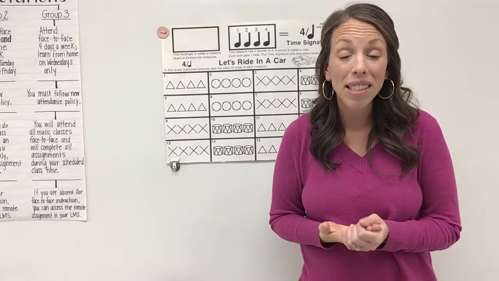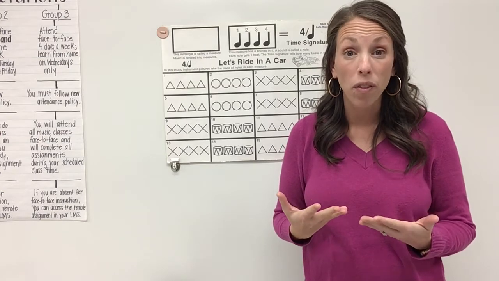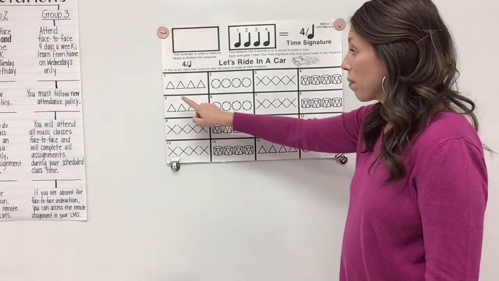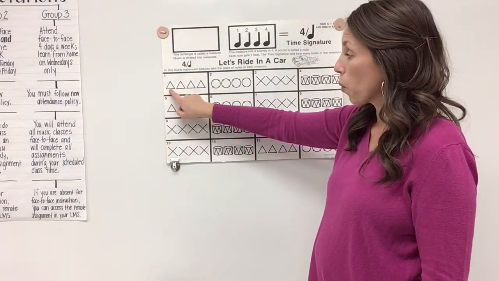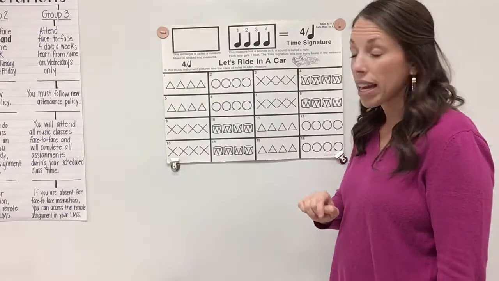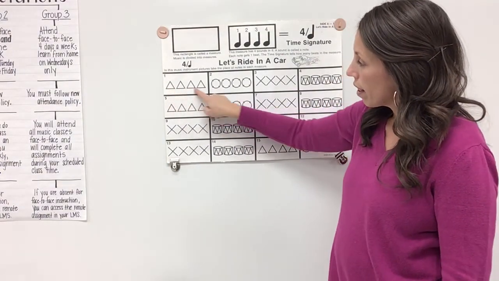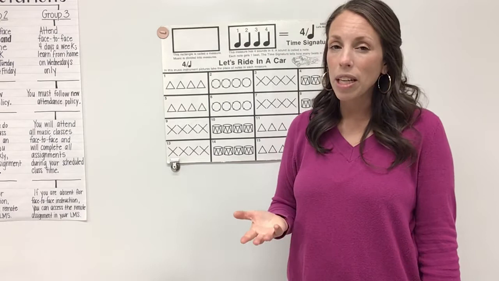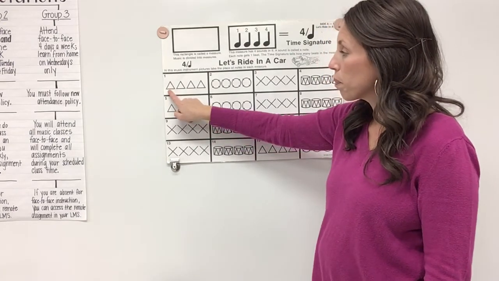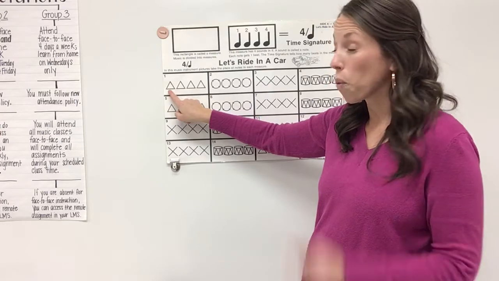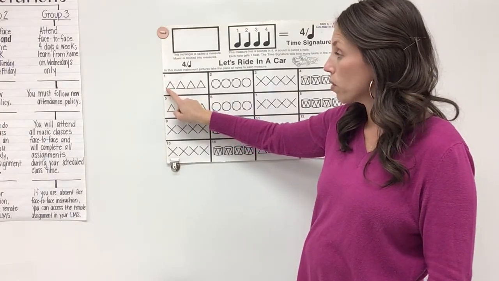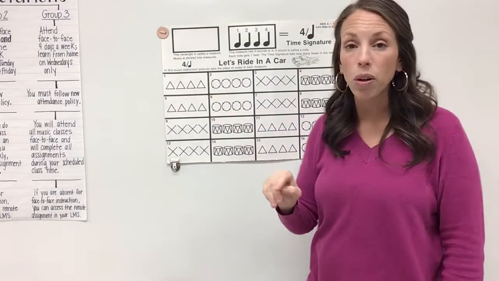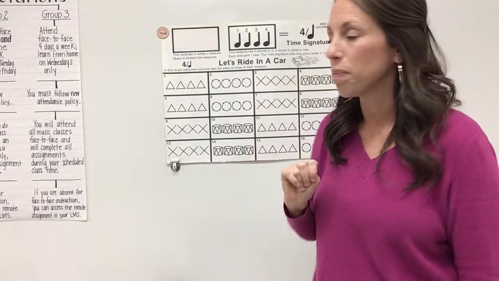Now, the last music symbols we have to go over are the symbols for our instruments. We will play an instrument for 1 beat each time we see its picture. This music symbol stands for the triangle. We know about the triangle, so we will tap the triangle once for each symbol. So 1, 2, 3, 4. So in this measure, our triangle would tap 4 times.